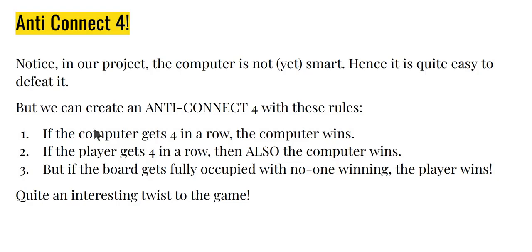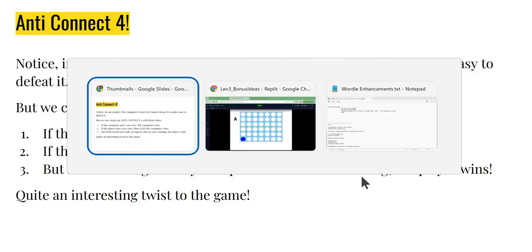I'm going to say, okay, look, if the computer gets 4 in a row, like always, computer wins. So, no change there. However, if the player gets 4 in a row, then also the computer wins. The only way the player wins is if the board gets fully occupied with no one completing 4 in a row. So think about it. This is quite an interesting twist to the game. Now you have to play in a way that you don't win, but you must prevent the computer from also winning. Let's see this. It's quite, like I said, interesting.